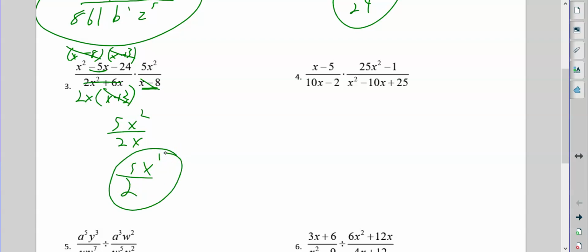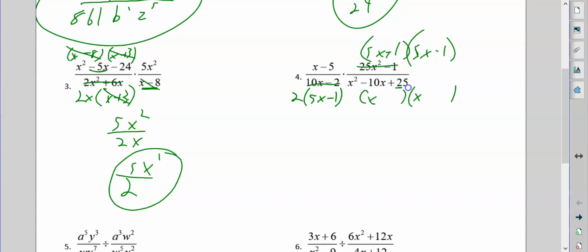All right, x minus 5 stays. This is 5x plus 1, 5x minus 1, difference of squares. Over here, I can take a 2 out and get 5x minus 1. Oh, that looks familiar. And here I'm going to factor x and x. Two numbers that multiply to give me 25 that add to 10. Well, that's 5 and 5. And they're both going to be negative.